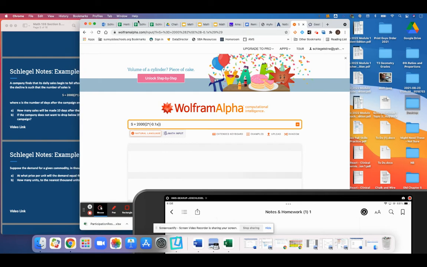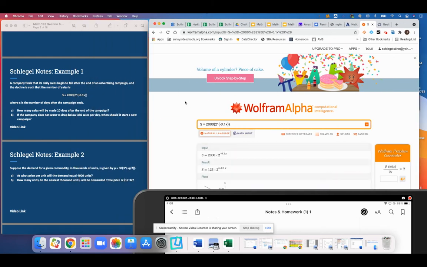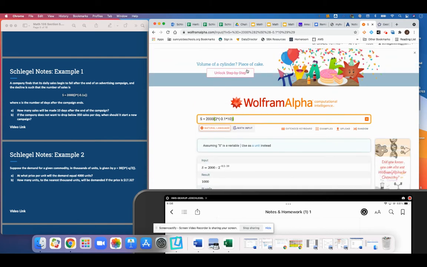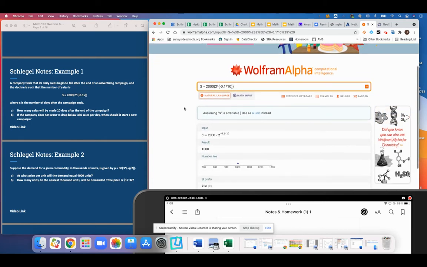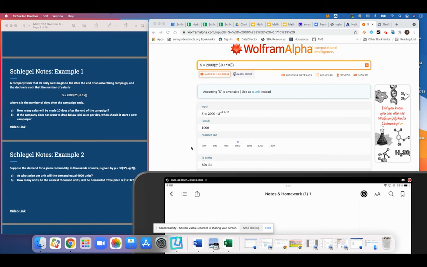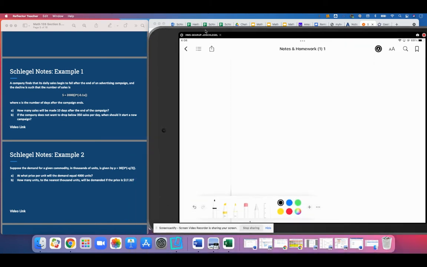I'm going to put that in Wolfram exactly as it is. We need to know 10 days after the campaign, so I have to replace x with 10. Remember, we do need to put a multiplication symbol there. I think our guess was 1,000, and yes, indeed, after 10 days, the number of sales has dropped to 1,000 per day.